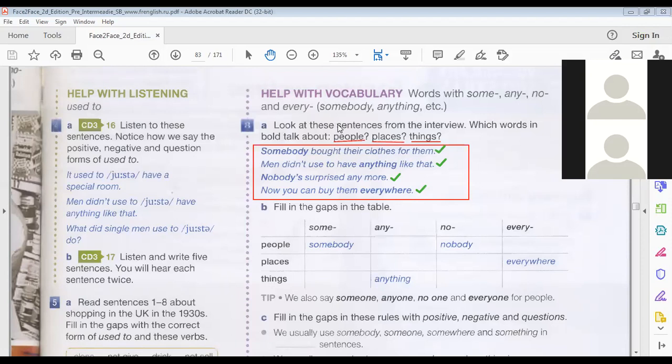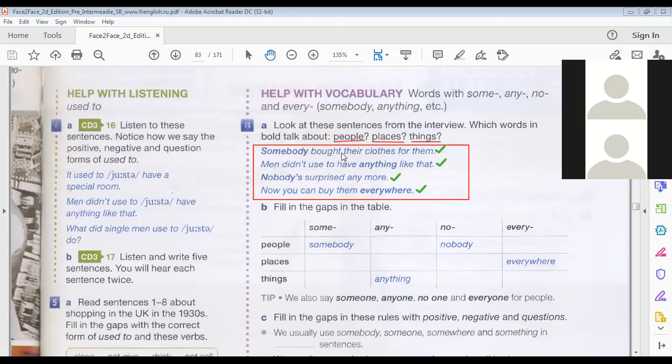So the first question, they just want you to say what does each of these words talk about? So this means if we want to group them, we can group them into things that talk about people, like somebody or nobody. We can group them into things that talk about things: anything, something, everything, and so on. Or if you want to talk about place: anywhere, somewhere, everywhere, right?